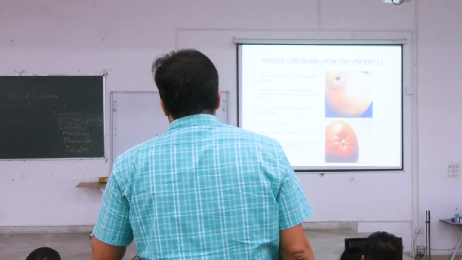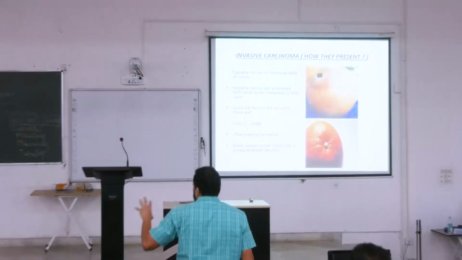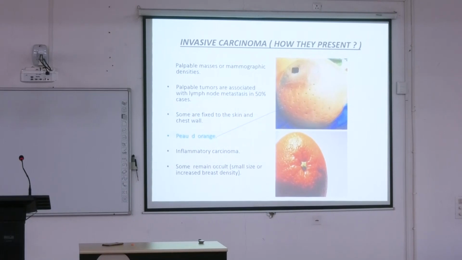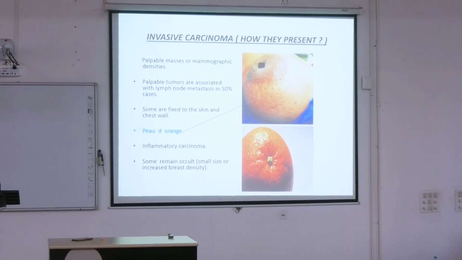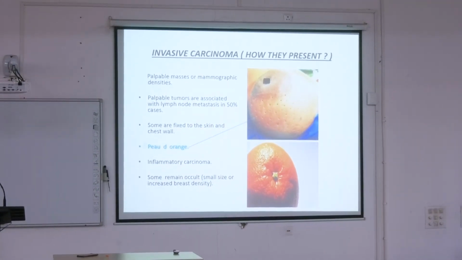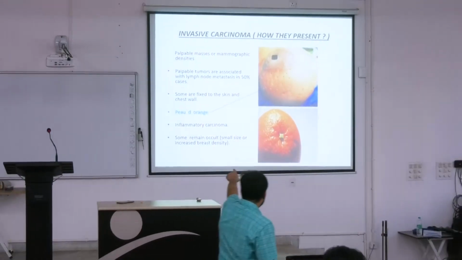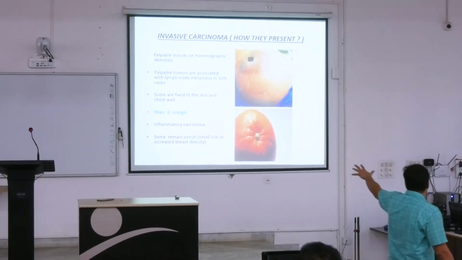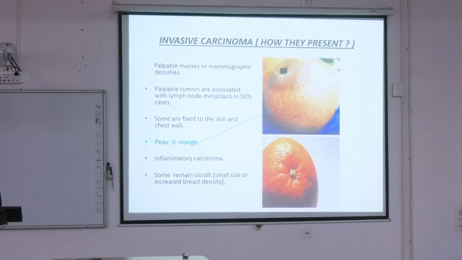Now some of the tumors may be so big that they become fixed to the underlying skin with the help of Cooper's ligament. They give the breast an appearance like the peel of an orange, like the skin of an orange. That particular appearance is known as peau d'orange.